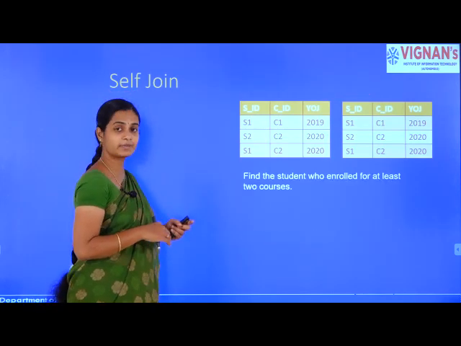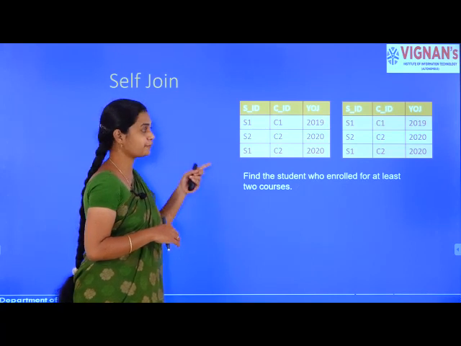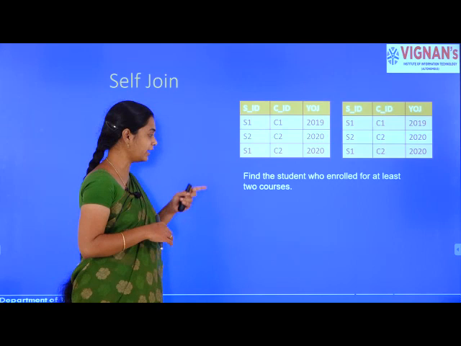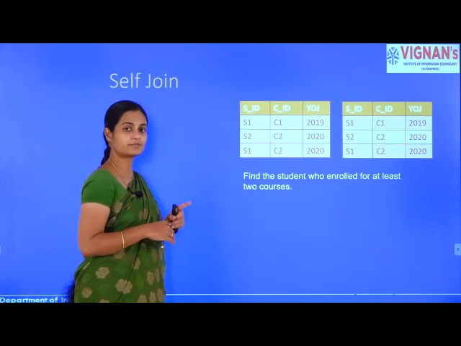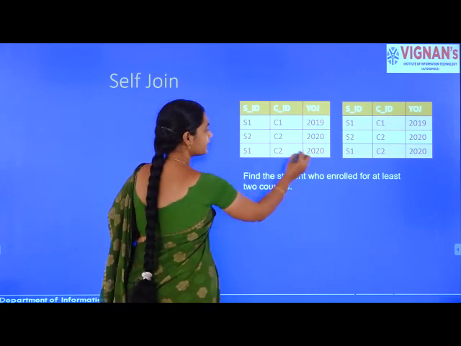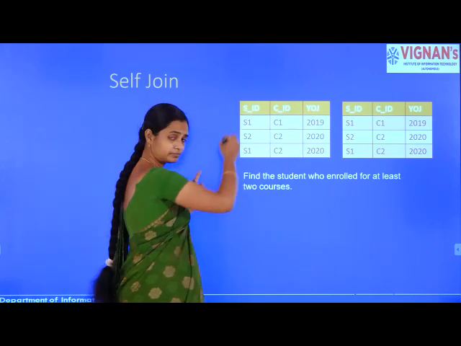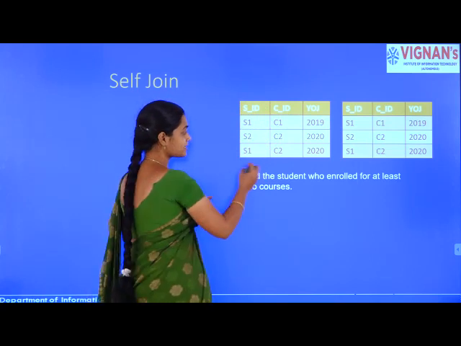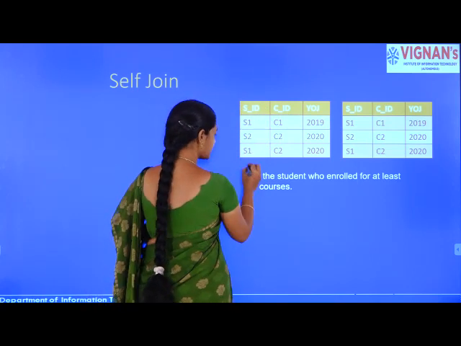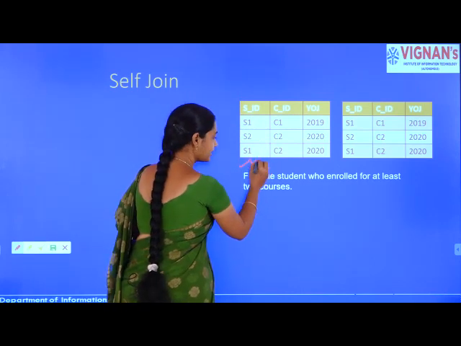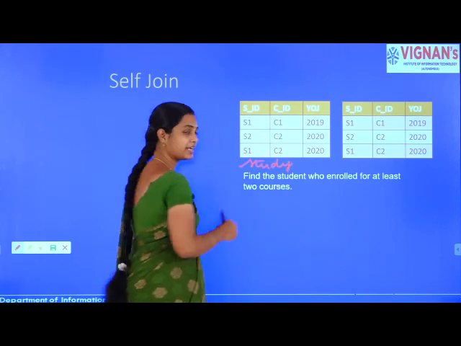So see here, what is my query here? I need to find the names of the students who are enrolled for at least 2 courses. Only by taking the simple relation can I take. So what will this relation tell you about? This is study relation. I am taking, this is the relation, name it as study.